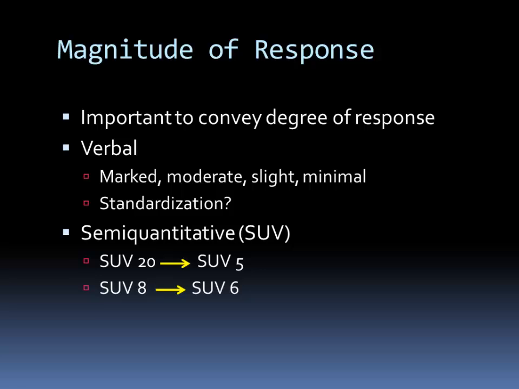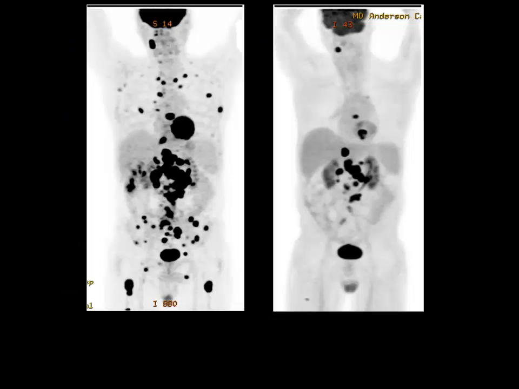SUVs, there's actually quite a bit of debate about. Some people use them, some people don't use them. I think at the very minimum, the SUV can be a very good adjective to describe the intensity of activity. So for example, an SUV of 20 going down to 5, we know that that's a very good response. An SUV of 8 going down to 6, that conveys a moderate response to therapy. So I do tend to use SUVs quite frequently as a descriptor of intensity for this very reason.